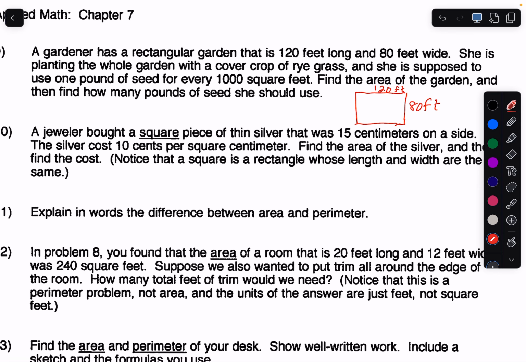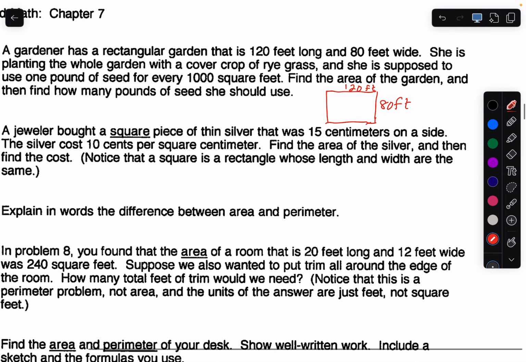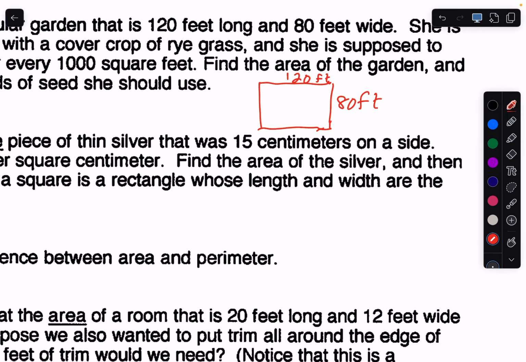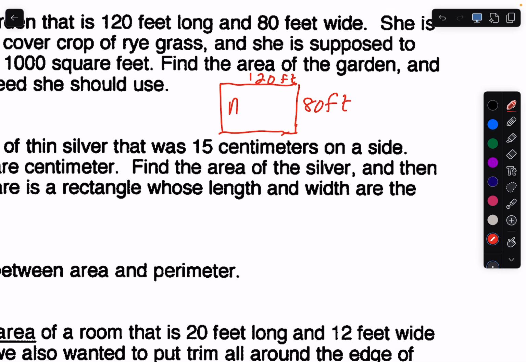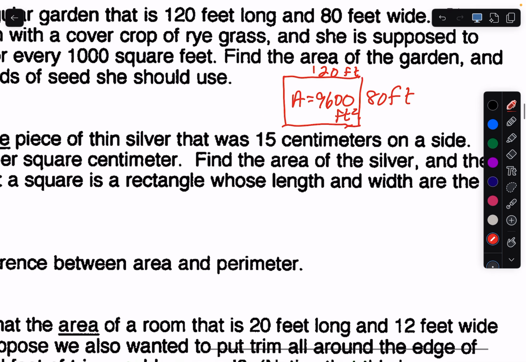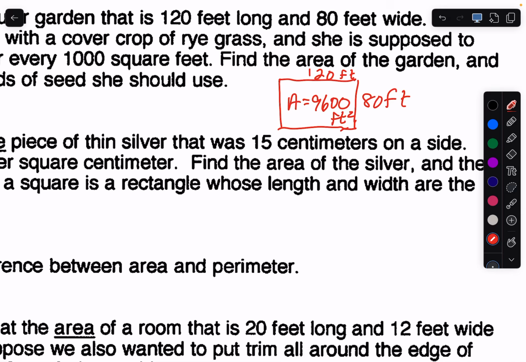Can somebody tell me the square footage of the garden? If not, we'll come back to you. Chloe, what did you get for the square footage of the garden? What was the area of the garden? 9,600. Okay, perfect. So that is how many square feet, and she needs a pound of seed that will cover 1,000 square feet. So the next question we have to ask ourselves, how many thousands would that be?